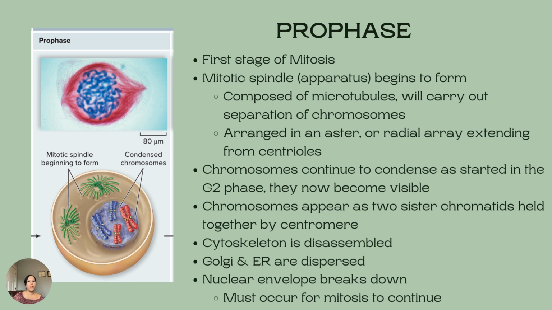Okay, so in prophase you also have your cytoskeleton that is disassembled. We know our cytoskeleton was that network that held all of our organelles in place. At this point, it's going to disassemble. And what's going to happen to your Golgi apparatus and your endoplasmic reticulum? They're just going to disperse. Also, you'll have the breakdown of your nuclear envelope. All these little steps must occur in order for mitosis to continue.